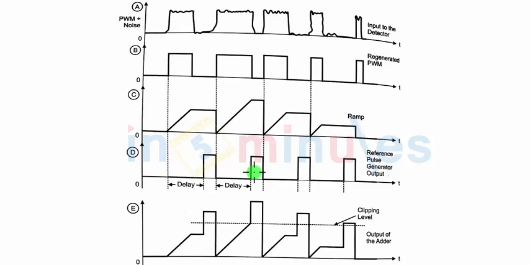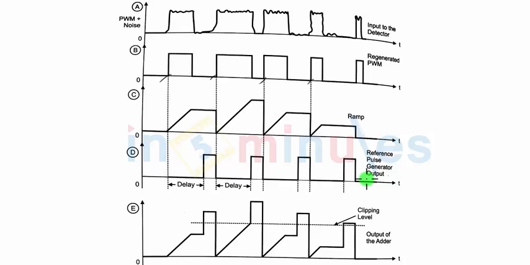The second block will generate the reference pulses. You can see these are the reference pulses generated, and they are generated at the end of the pulse cycle. So this is my one cycle, this is another cycle, third cycle, etc. At the end of the cycle, the pulses of constant amplitude are generated using the reference pulse generator.